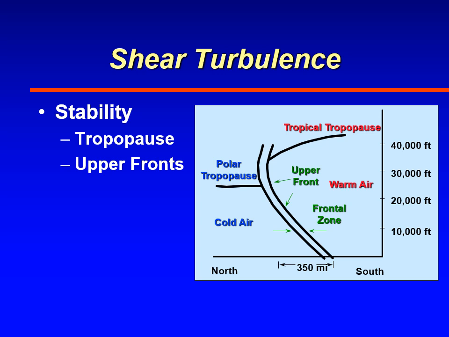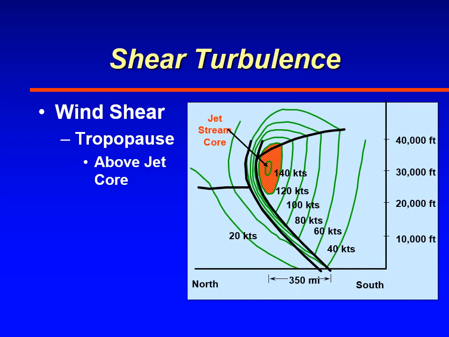So this is what's happening in upper fronts and also in the tropical tropopause, because that's where you find the strongest stability, in the tropopause and also in fronts. We talked about how fronts are very stable regions, and also the tropopause is a very stable region. So you also find the strongest shear in the atmosphere surrounding the jet stream, on the north side of the jet stream, and also above the jet stream.